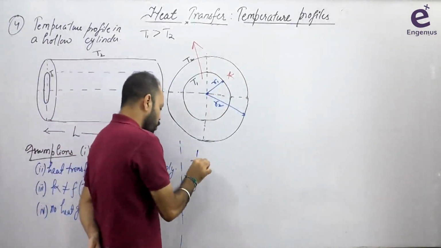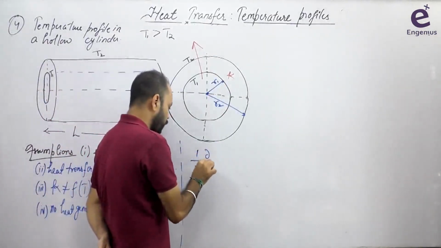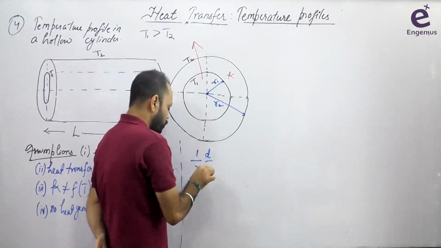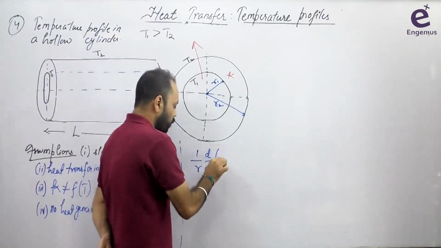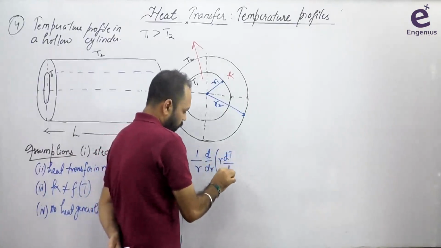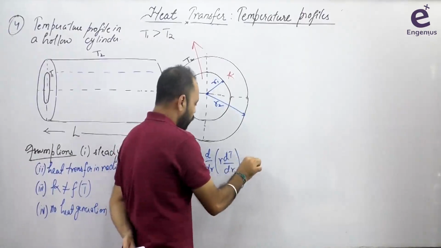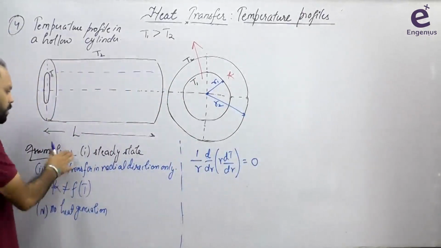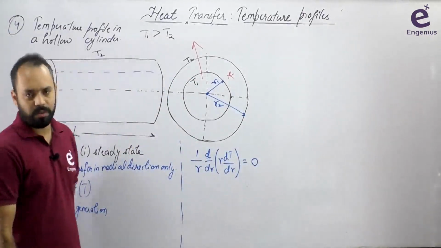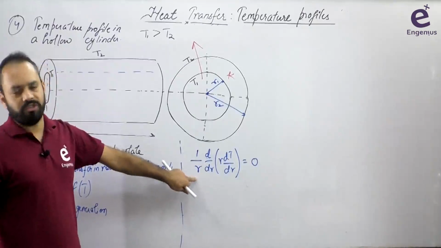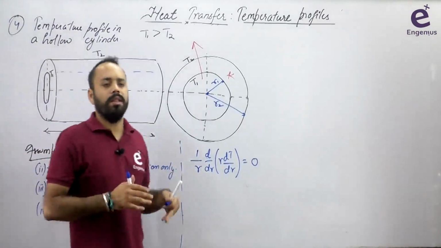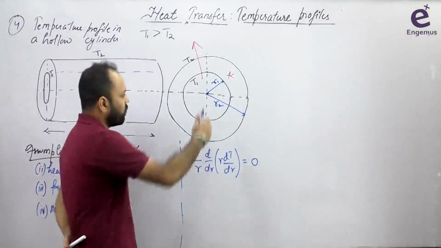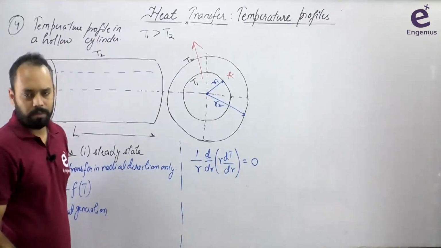What was the equation? 1 by R d by dR, let's write d by dR because now temperature is the function of R only. R dT by dR, ये था ना, is equal to 0 because generation term is 0, so Qg is not there. Steady state is there, so accumulation term is also 0. है ना? Now we have to integrate this equation. For deriving this equation, I already assumed that area is not constant. That is why I was not able to take this R up. So this is not a constant area problem like a plain wall.